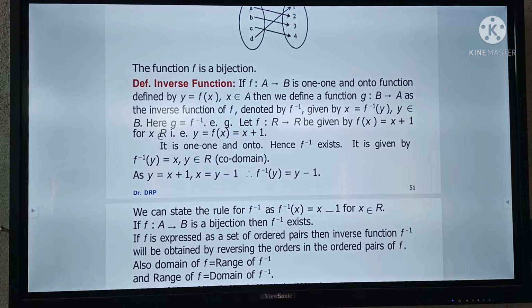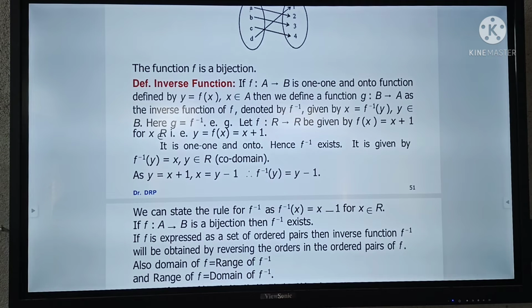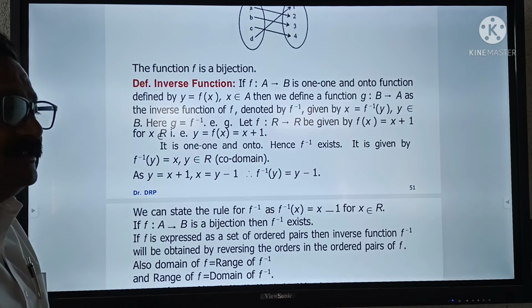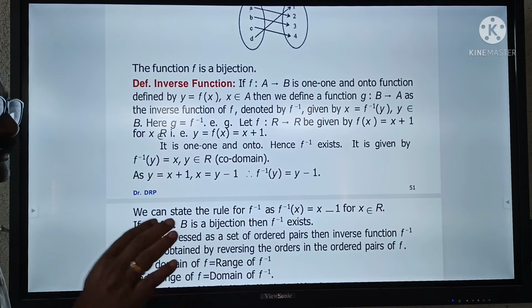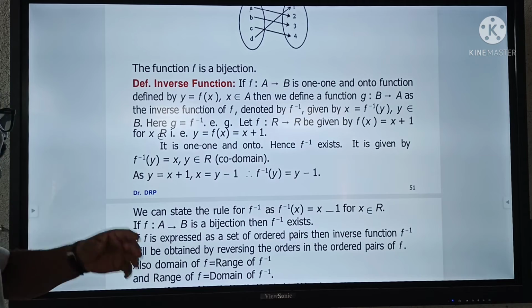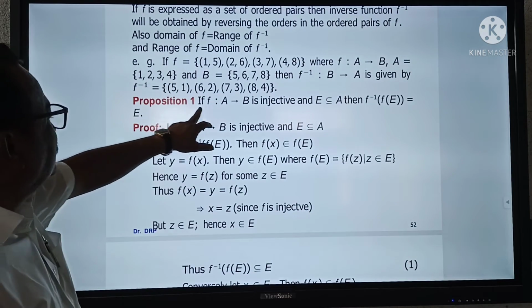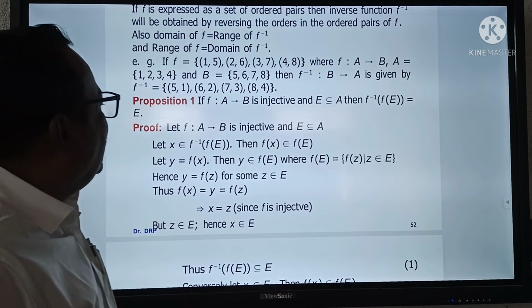If f is a function from A to B that is one-to-one and onto, then we define y equal to f of x, x belongs to A. Then we define g from B to A as the inverse function of f. That is, when the inverse of a function exists, that function must be injective and surjective, that is, one-to-one and onto. Then only is the inverse of that function defined. Otherwise, not.